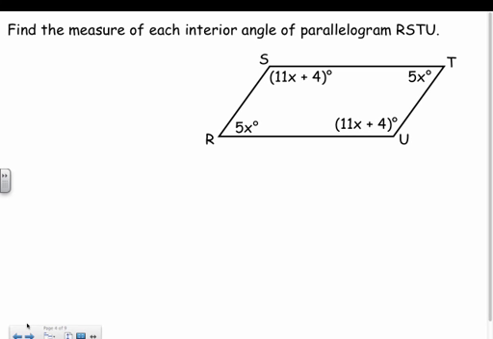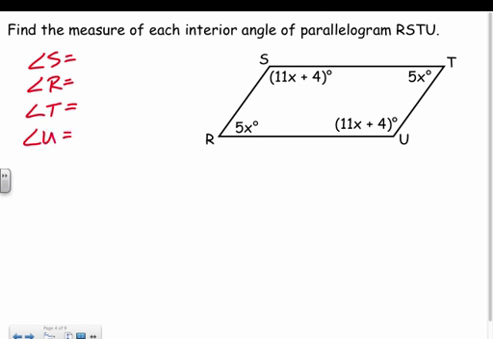Right, so for example here, now we're not just finding the sum. It says find the measure of each interior angle of parallelogram RSTU. So I want to find all the angle measures. I want to know what angle S is, what angle R is, what angle T is, and what angle U is.